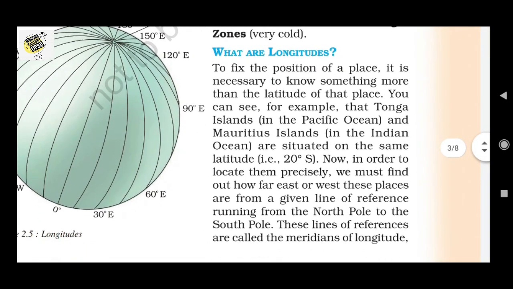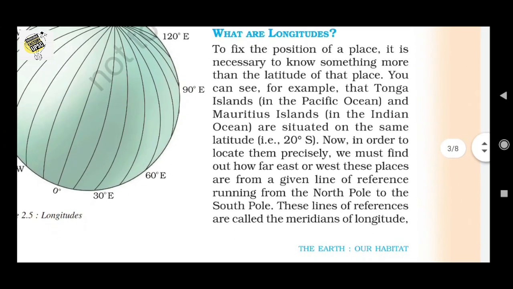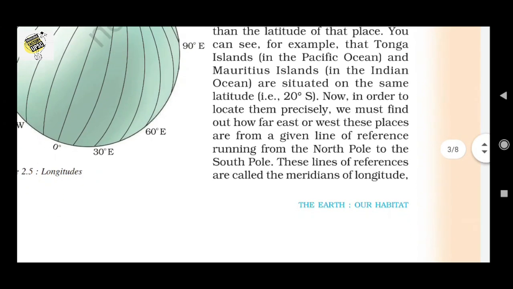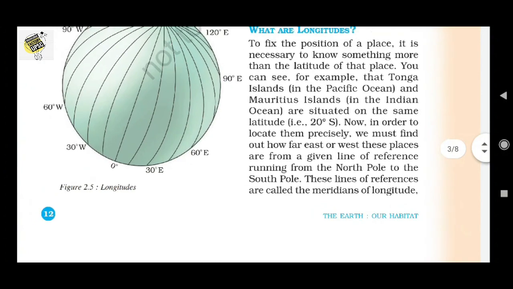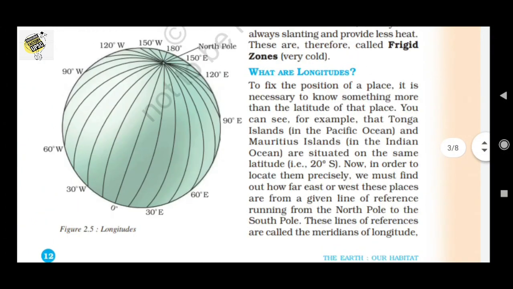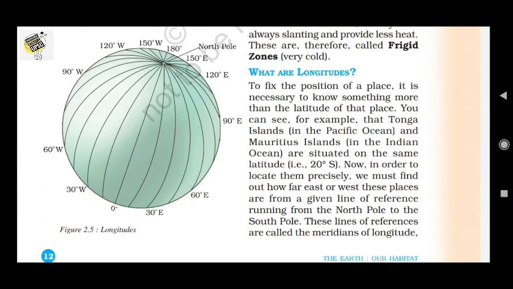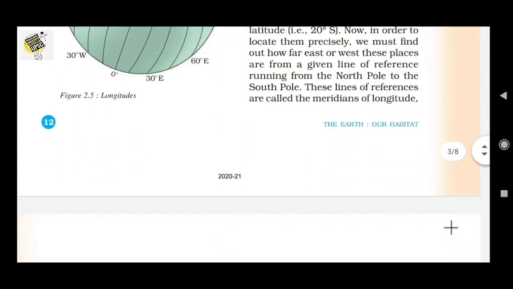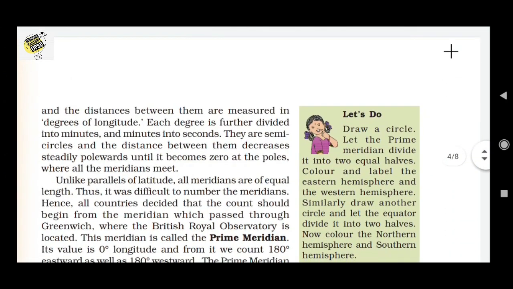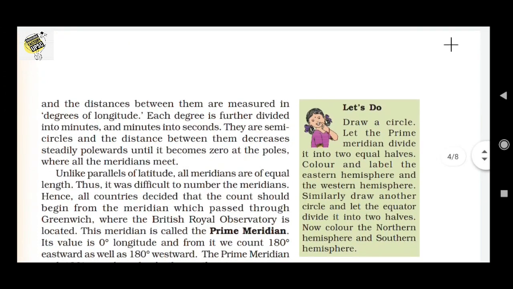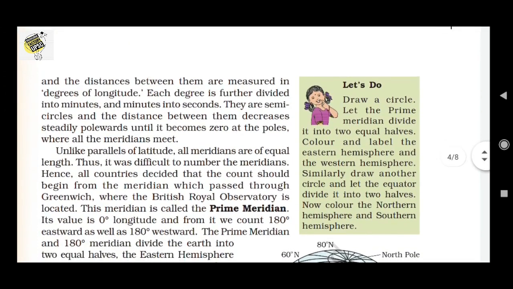Let's look into the text and find what is written on it. Now, in order to find out how far east or west places are from the given lines running from the North Pole to the South Pole, these reference lines are called meridians of longitude. Okay, so what are the main features of longitude? The longitudes and latitudes are mainly used for finding the exact location of places, and the distances between them are measured in degrees of longitude. Each degree is further divided into minutes and the minutes into seconds.